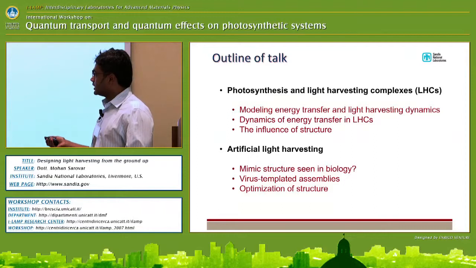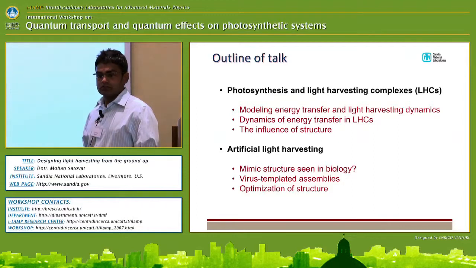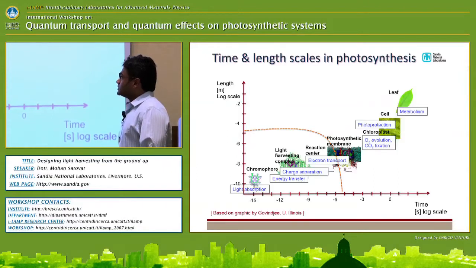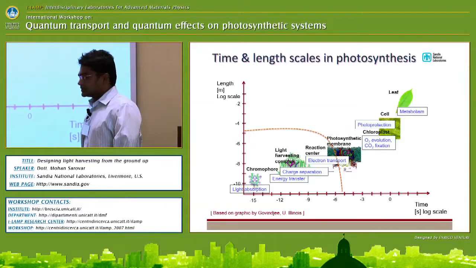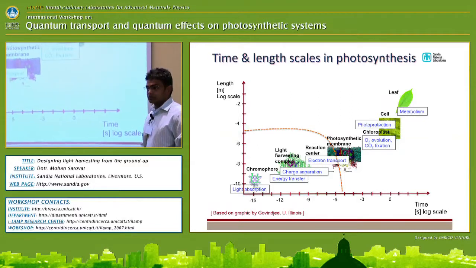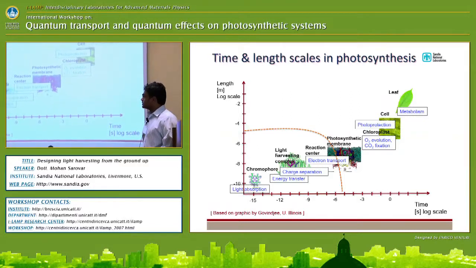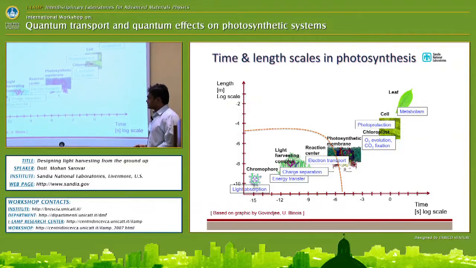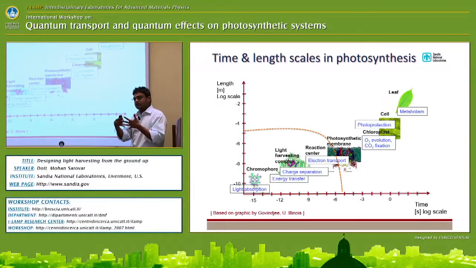And then the second part is going to focus on artificial systems for light harvesting, okay? Particularly the ones that we've worked on. So photosynthesis, most of you probably already know this. It's an amazingly complex process, and it takes place over a large range of length scales and time scales. To really understand it, you need to get to grips with the whole process, because everything is interconnected very tightly.